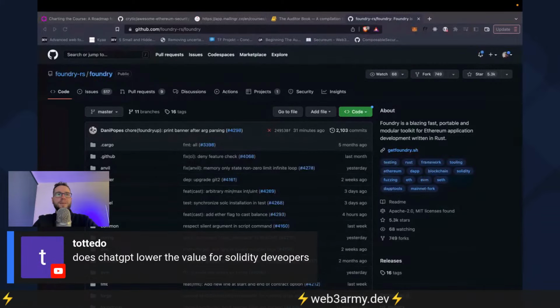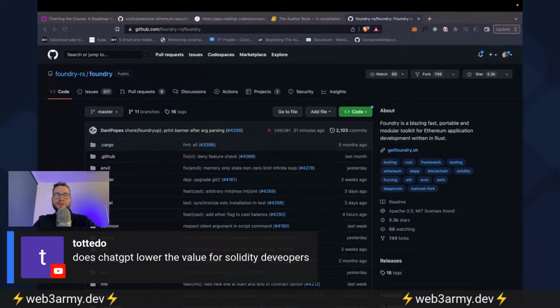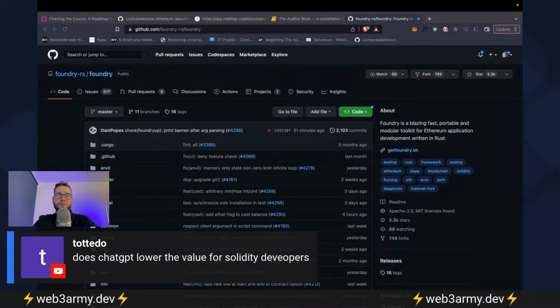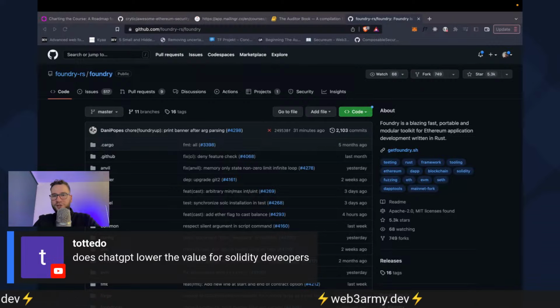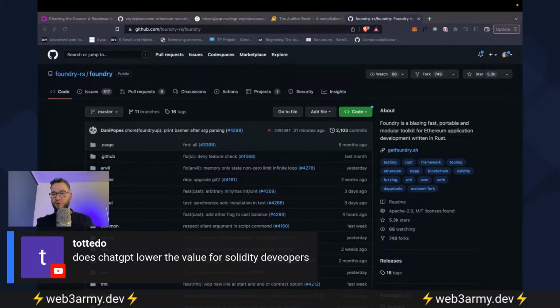Then we have, does ChatGPT lower the value of Solidity developers? So I think for now, I haven't heard anything of lowering values of developers, because you have to remember that at the moment, ChatGPT gives you an answer, right? That, for example, you are asking some question and then you are getting the code back.